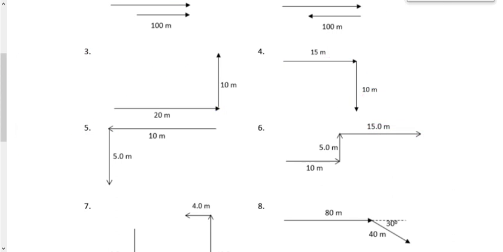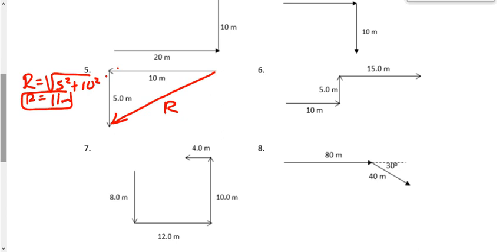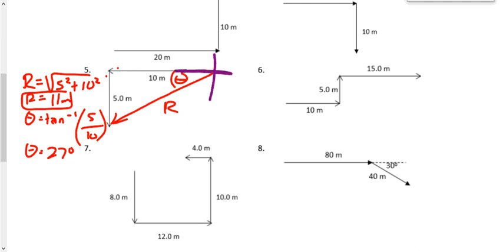Let's take a look at the next one. Again, pretty similar here. Head to tail, that's good. Resultant vector start to finish. We solve for R using the Pythagorean theorem. Square root of 5 squared plus 10 squared gives me a value for R of 11 meters. And theta, always going from the start of the vector diagram, the inverse tan of opposite over adjacent. It gives me a value for theta of 27 degrees. 27 degrees measured from the west, but yet south from the west. So 27 degrees south of west.